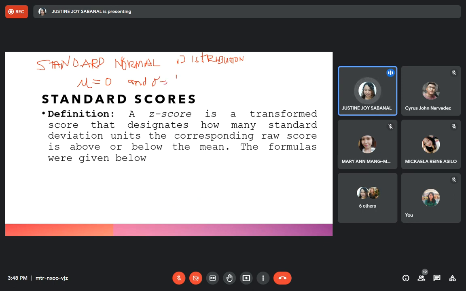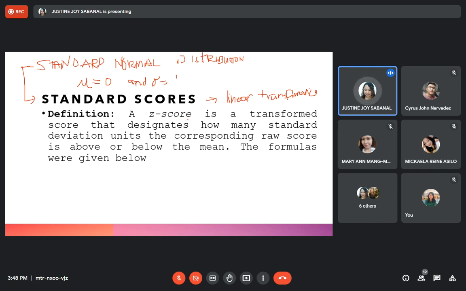So ngayon, dahil sa ganitong klase ng konsepto, nagkaroon po tayo ng concept of the standard score. So ito po ay tinatawag or kinikilala rin as a linear transformation of a certain distribution. Kasi kino-convert natin yung mga raw scores po into z-scores. Kaya siya linear transformation. So, a z-score is a transform score that designates how many standard deviation units the corresponding raw score is above or below the mean.